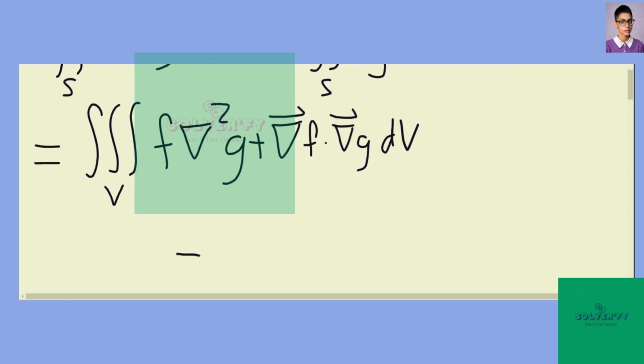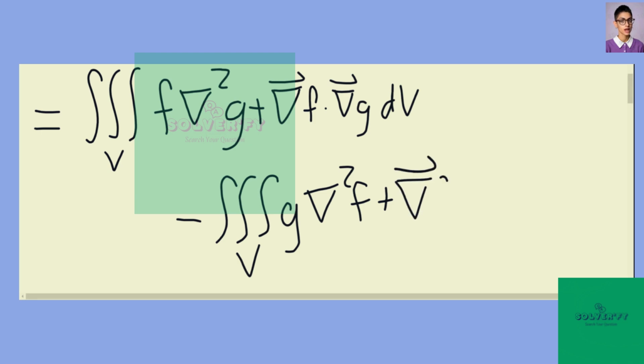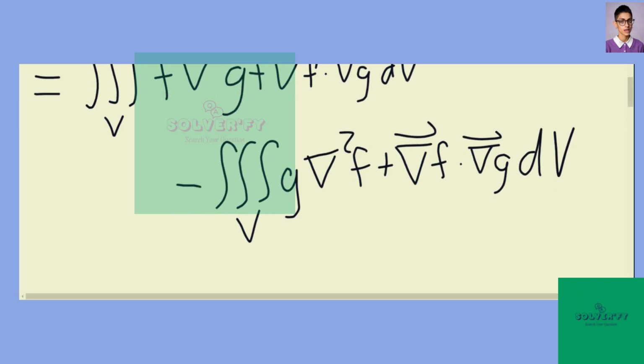And now we can use that same property for our second integral and just flip the g and the f. So we have a minus sign in front, so we factor that out. We get the triple integral of the same volume of g Laplacian of f plus the gradient of f dotted into the gradient of g dV. Now, because these have the same bounds, they can be added back together.